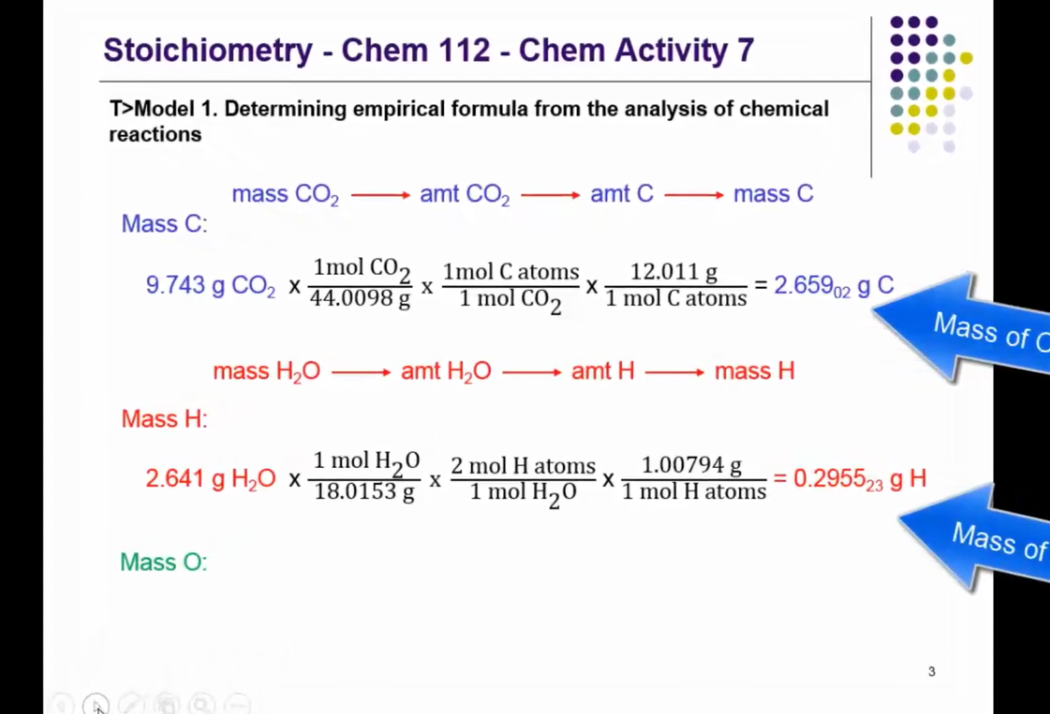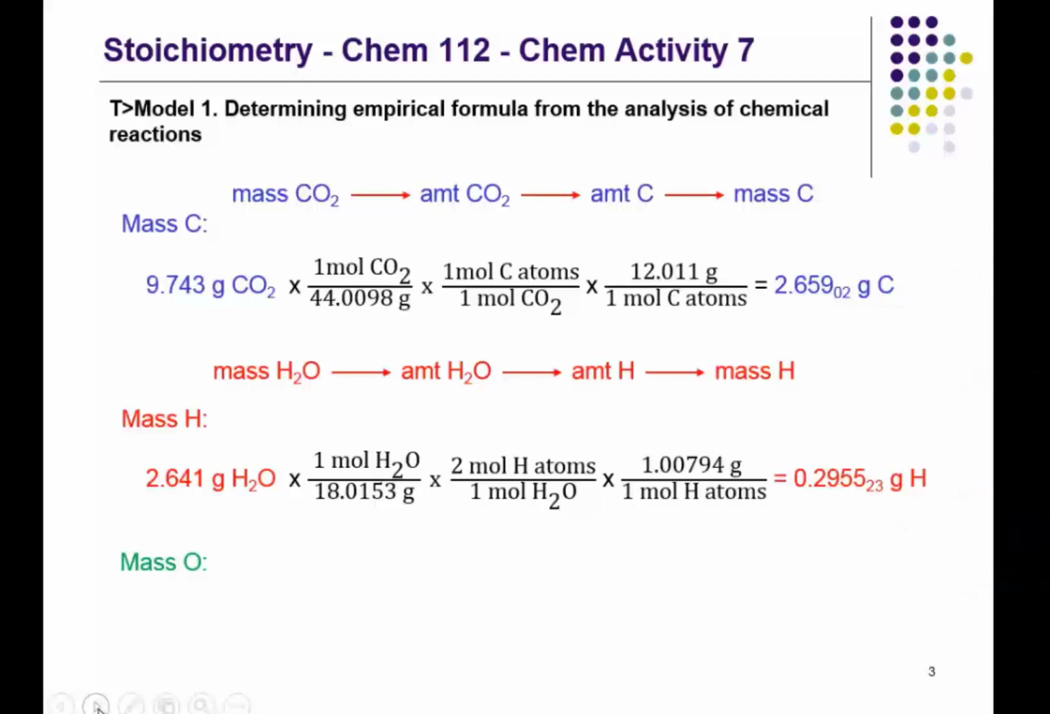Thus far, I have the mass of carbon and the mass of hydrogen. I cannot do a similar analysis, however, to find the mass of oxygen. But if you think about it, we have the mass of carbon, we have the mass of hydrogen in our original sample. The only other component is the mass of oxygen. We also have the total mass of our sample combusted. So we can find the mass of oxygen by subtracting the masses of carbon and hydrogen from the total mass of our sample, vitamin C.